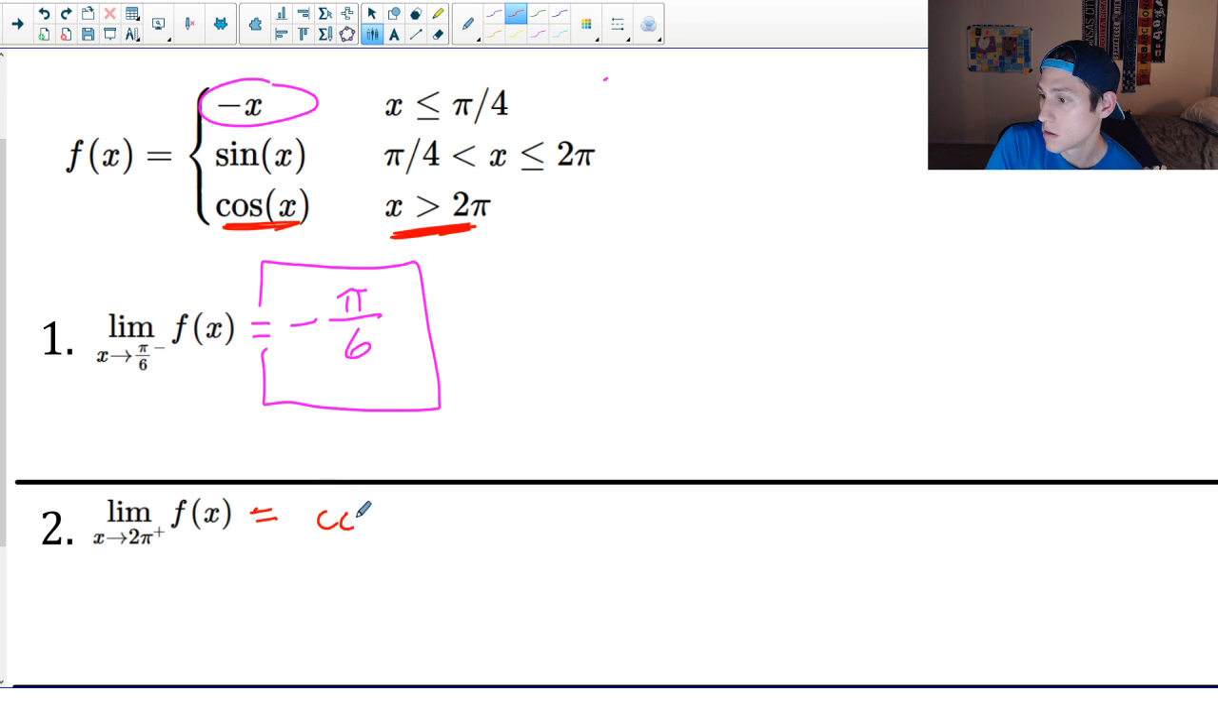So cosine of 2 pi. All right, who's got their unit circle? What's cosine of 2 pi?